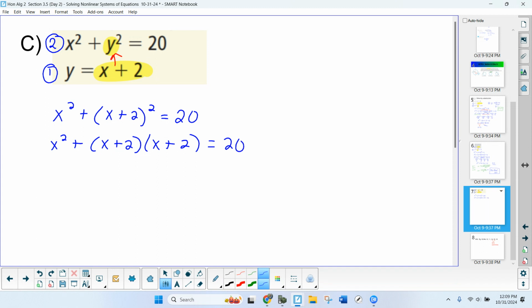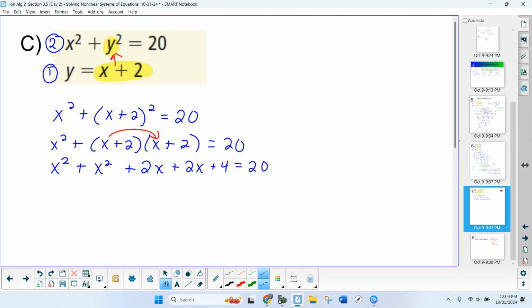And when you foil, Karina, what do you get here? x squared plus 2x. Oh, wait a minute. x squared plus, what's x times x? I mean x squared. There you go. x squared. Now plus what? 2x. I see what you were doing. Then plus what? 2x. Plus 4, equals. Don't forget the x squared that was out front.